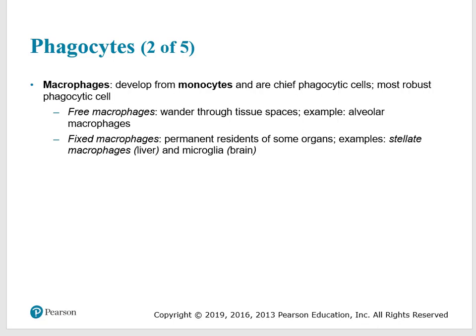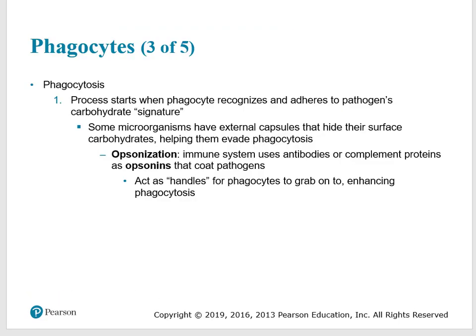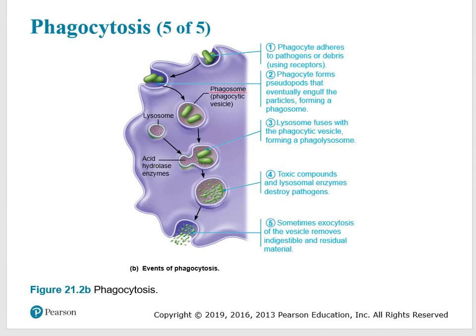Then there are free macrophages. They basically go in and out whenever they want, and they wander through the tissue looking for any damage or any kind of bacteria that might have breached the surface barriers. So these two are your phagocytic cells. The process of phagocytosis itself is important to note. In this picture, it actually shows you all the different steps of phagocytosis.